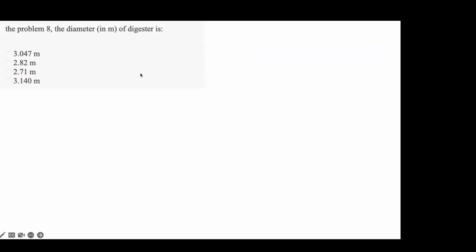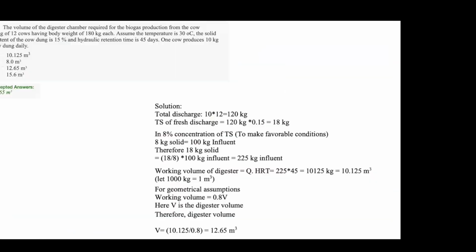So even in this question, you need to know a relation of volume and a digester. You know the volume, and if you do not remember, the volume was 12.65 meter cube. From the given volume, you need to calculate the digester diameter. There is no direct formula, but there is a direct relation which you need to remember.